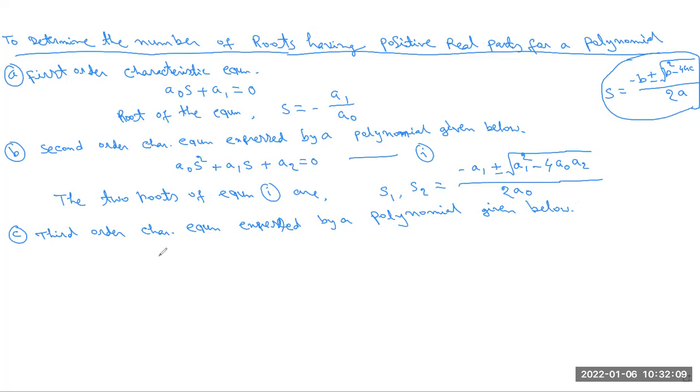So the equation is given, that means s to the power 3 plus s square plus 5s plus 125 is equal to 0, something like that. So this is another equation, equation 2. In this equation you can see the highest order of s is 3. That's why this is called the third order characteristic equation.